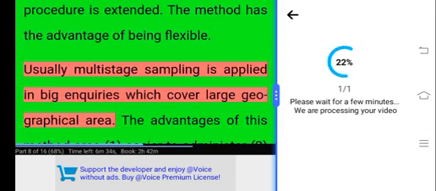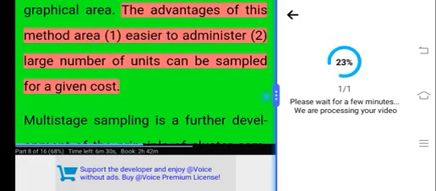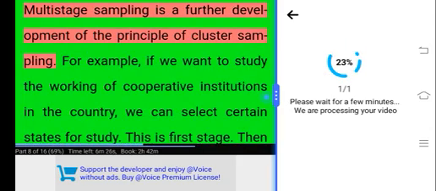Multi-stage sampling is applied in big inquiries which cover large geographical area. The advantages of this method: one, easier to administer; two, a large number of units can be sampled for a given cost. Multi-stage sampling is a further development of the principle of cluster sampling.